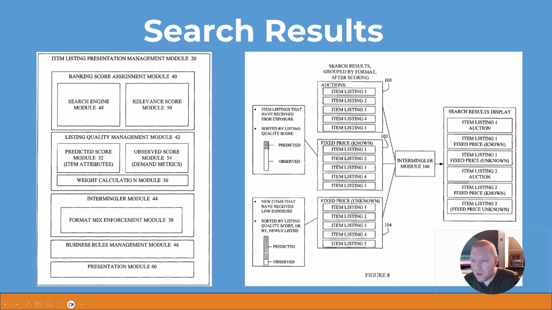So even though you might be ranked number one for this fixed price known, you might only be ranked number two in the search results because of how they kind of intermingle them. They put the knowns and the unknowns, they can collect data, they put the auctions there. So it's not as perfectly linear as you would think. And the other thing they're doing is a lot of these search engine results pages, these SERPs, are going to be customized on a user by user basis.